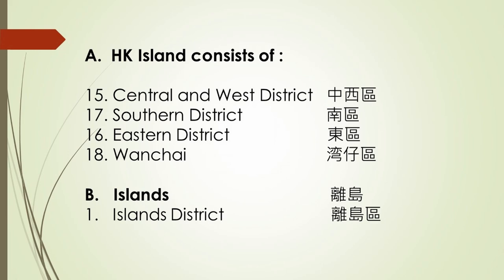B. Islands in Cantonese, Lei Dou. Number 1, Islands District in Cantonese is Lei Dou Khoi.